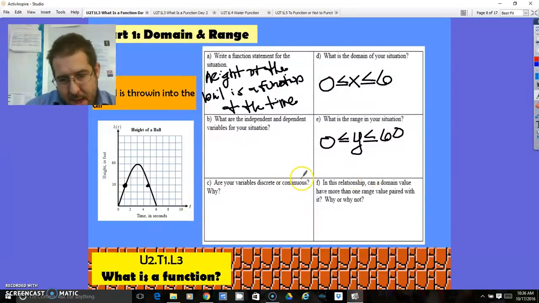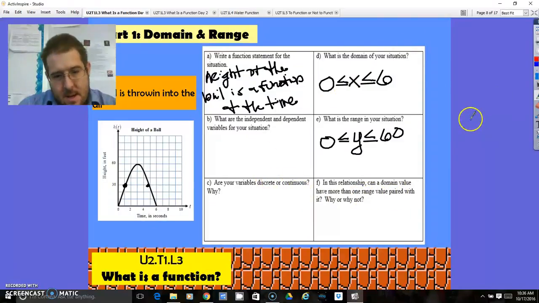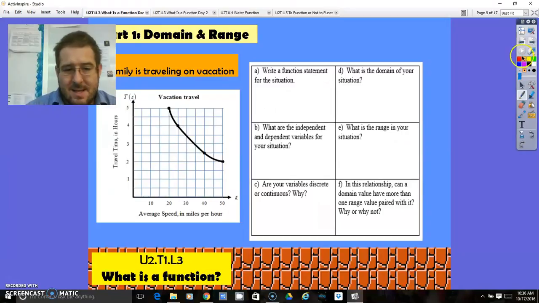In this relationship, can a domain value have more than one range paired with it? I think I've already answered that. I think the fact that a range can have more than one domain, but a domain can't have more than one range. So this is a function.